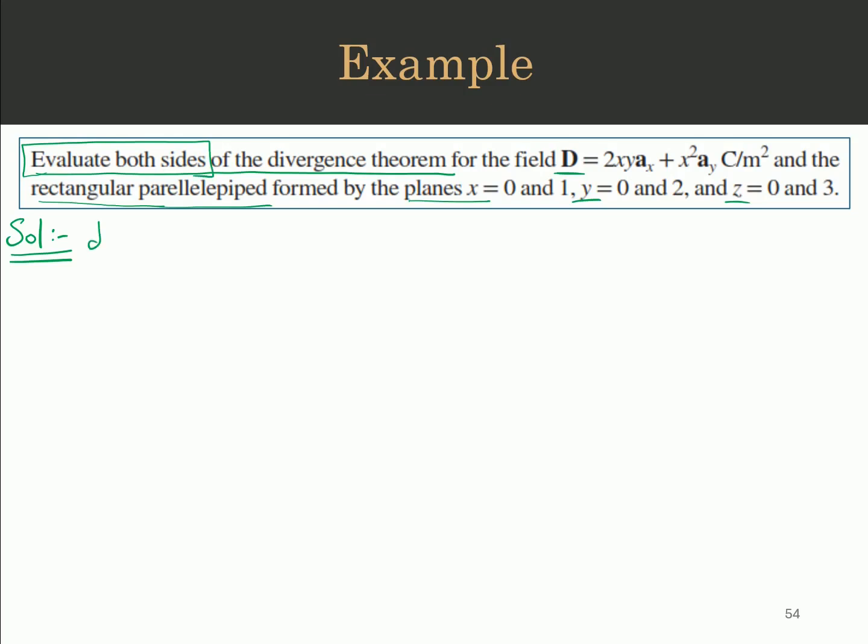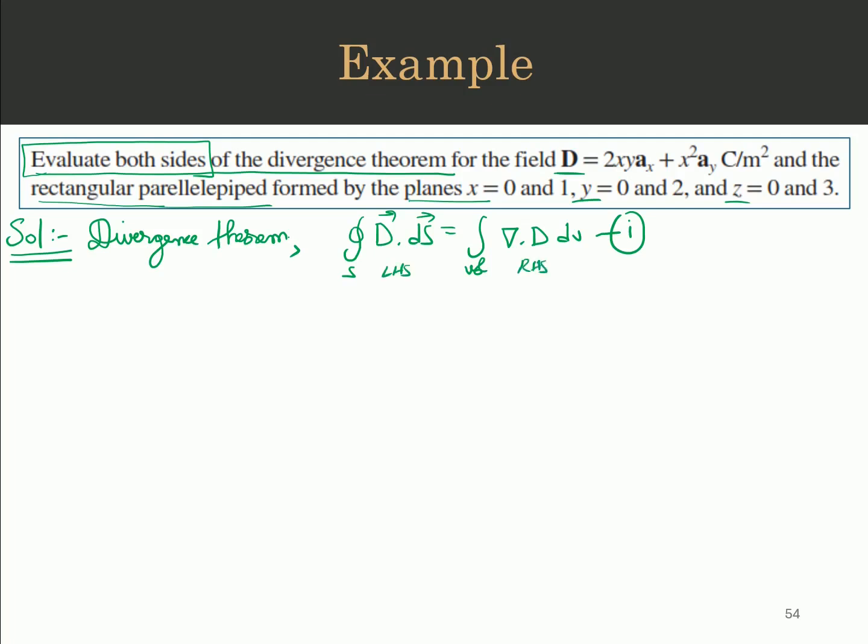So we know that the divergence theorem is given as: the surface integral of D dot dS is equal to the volume integral of the del operator dotted with the electric flux density D, in dV. So this is equation number 1 that we want to evaluate. This is our left hand side of the equation, and this is the right hand side of the equation. Keep in mind that this is a rectangular parallelepiped, which means we are in the rectangular coordinate system.